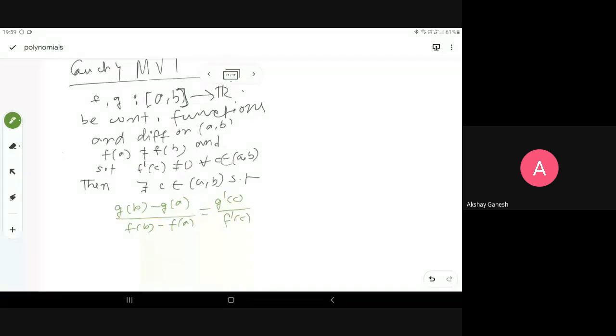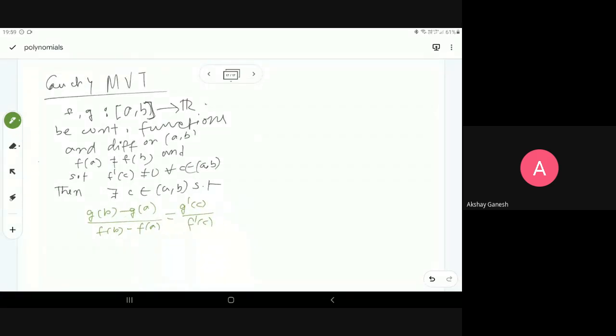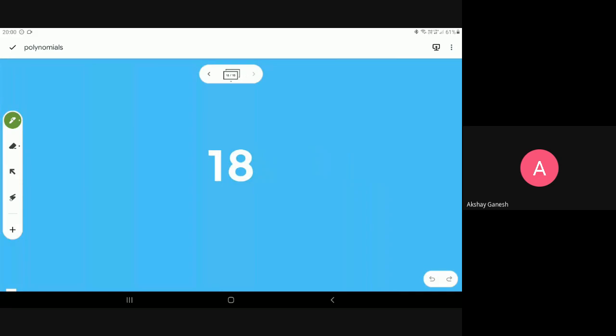So yeah, this is basically the theorem. It tells you that if you have two functions taking an interval to real numbers, you need three requirements. It is continuous on [a, b], it is differentiable on (a, b), and finally f(a) is not equal to f(b). f'(x) does not vanish on the open interval (a, b). Then this relation holds. So there exists some c such that (g(b) minus g(a)) by (f(b) minus f(a)) is equal to g'(c) by f'(c) for some c in the interval. Knowing this, let's try this problem.